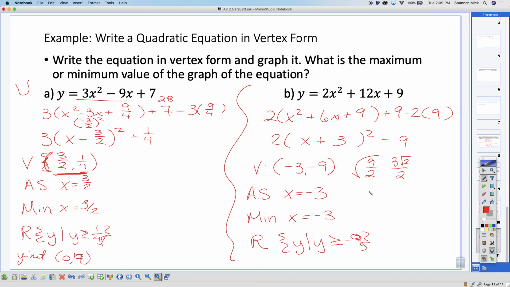So 3 square root of 2 over 2, plus or minus. So it's going to be -3 plus or minus 3 square root of 2 over 2 would be my x-intercept. Where'd you get that? I added 9 divided by 2, and then I took the square root of both sides. So I'd have 3 over the square root of 2. Then I had to rationalize, so it's 3 square root of 2 over 2. And then I subtracted the 3.